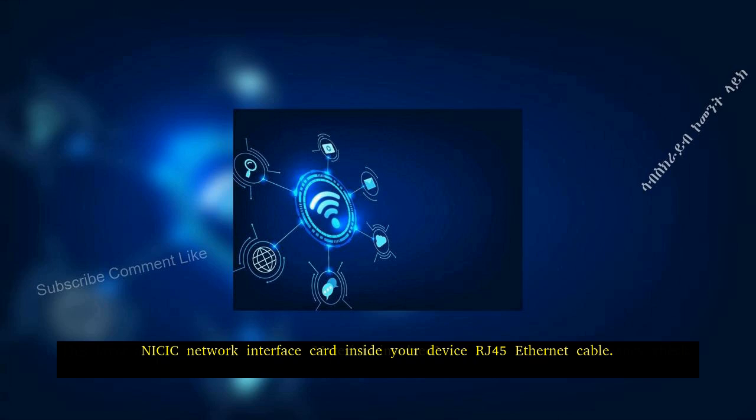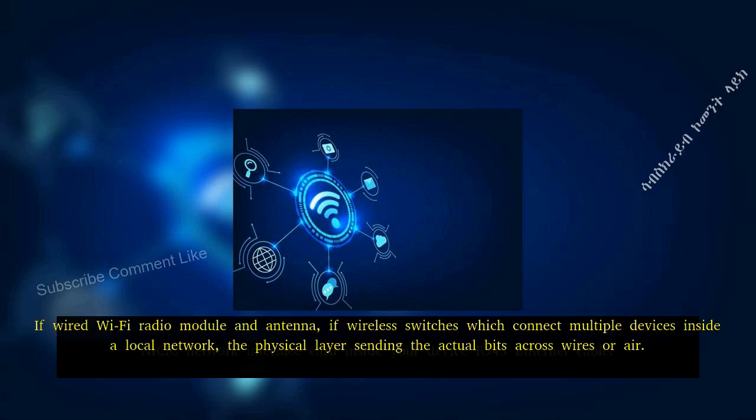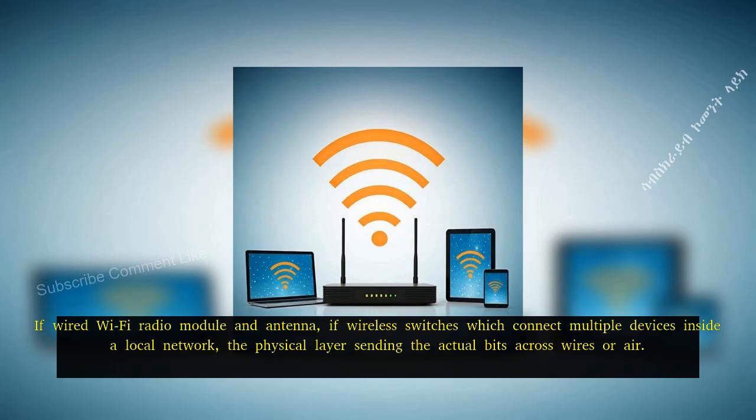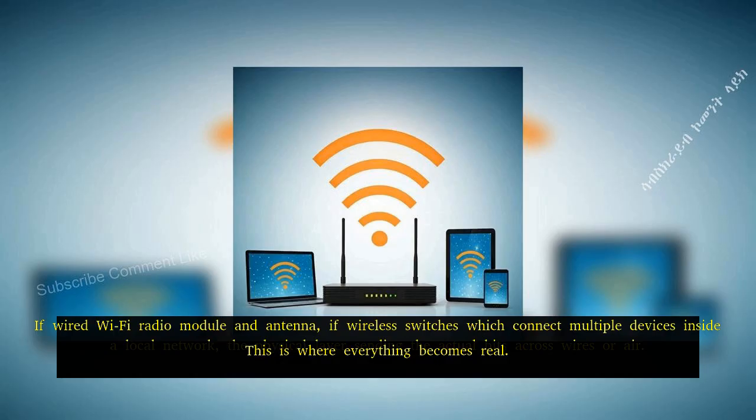Materials involved? NIC, network interface card, inside your device, RJ45 Ethernet cable, if wired, Wi-Fi radio module and antenna, if wireless, switches which connect multiple devices inside a local network. The physical layer, sending the actual bits across wires or air. This is where everything becomes real.